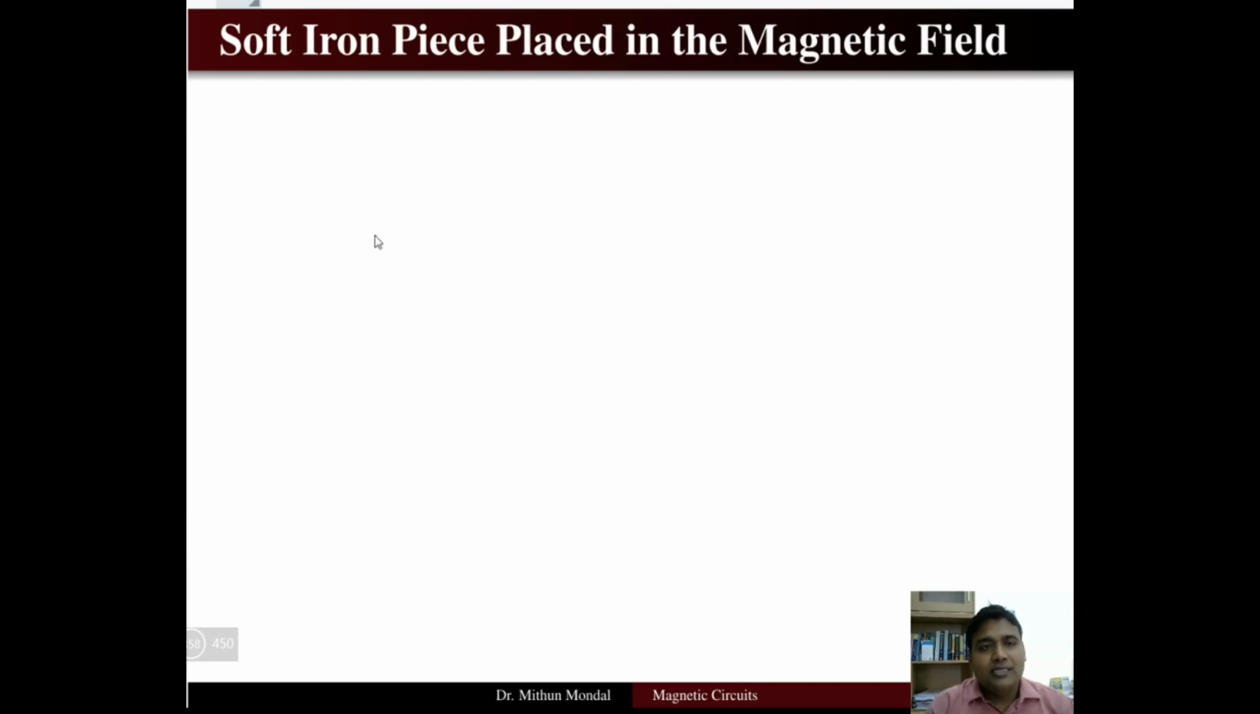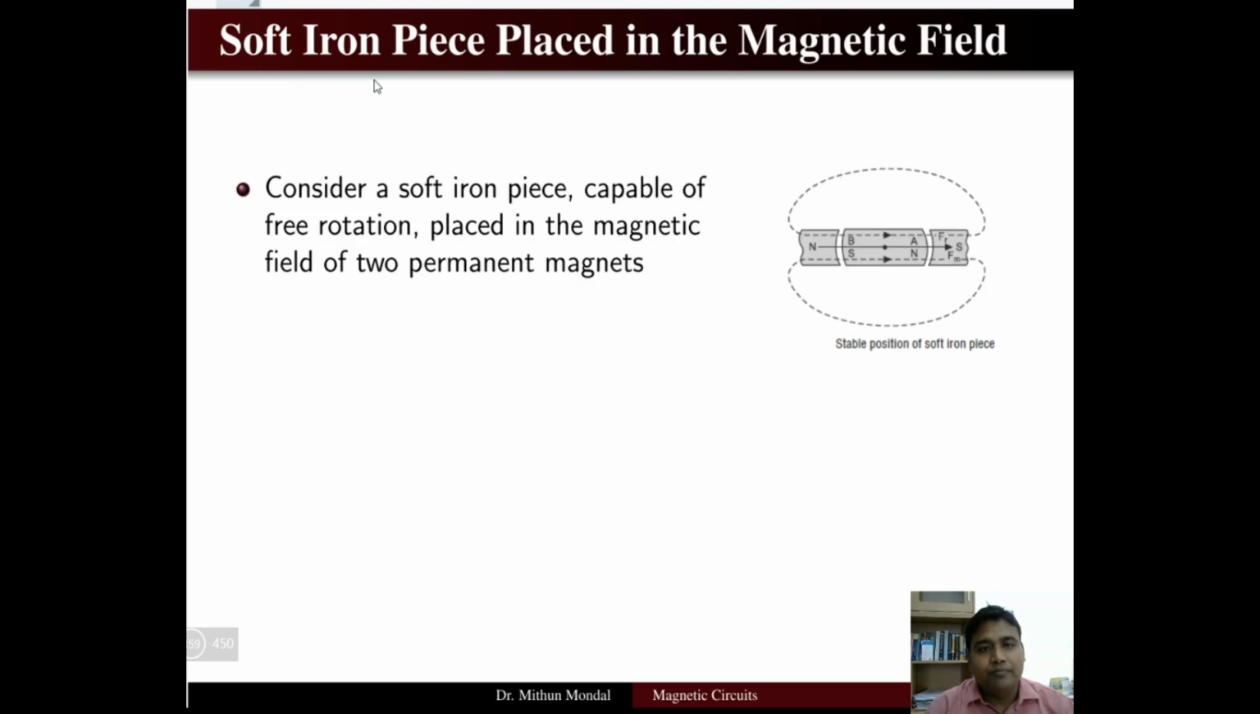So first let us see what is happening when a soft iron piece is placed in the magnetic field. Consider a case where a soft iron piece capable of free rotation is placed in the magnetic field of two permanent magnets. So we have two permanent magnets having a north and south pole, and a soft iron piece is placed and it is capable of free rotation in the permanent magnet field.